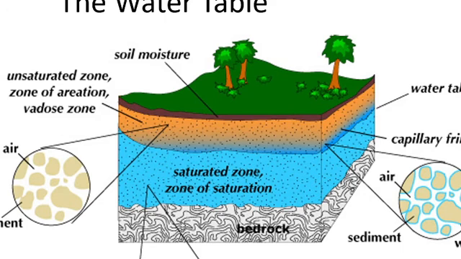This is again a continuation of the previous, with a little more detailed information. You can see the capillary fringe here. You can see a cross section of this volume of soil, giving us air, sediment and water. Then we have this bedrock which is working as the impervious layer, and then this is the saturated zone, and this is the unsaturated or aeration zone, also called the vadose zone.